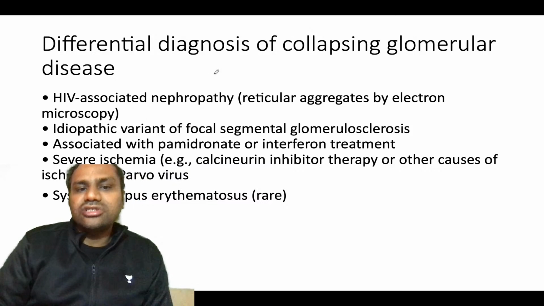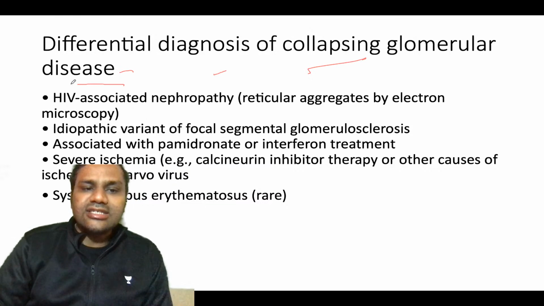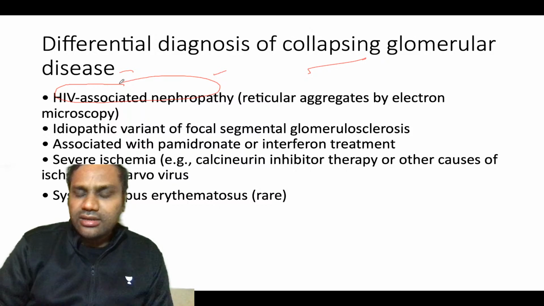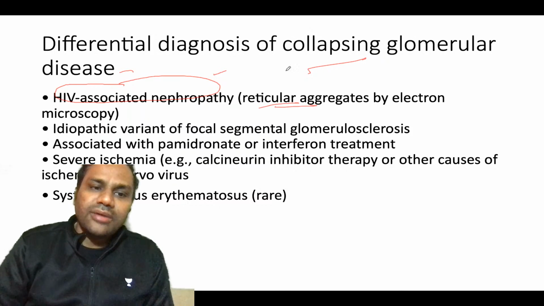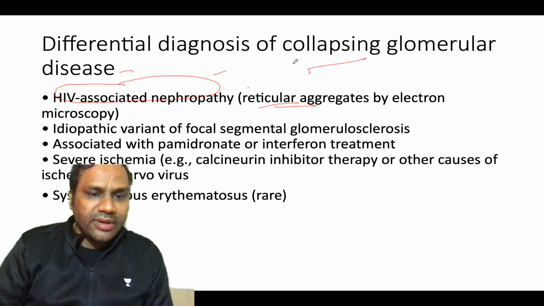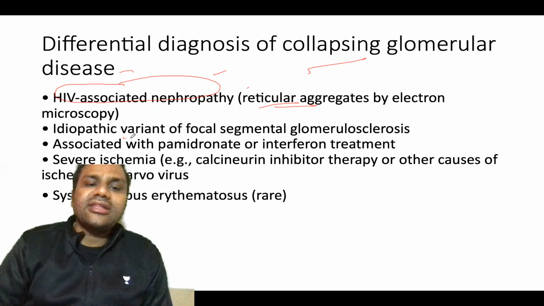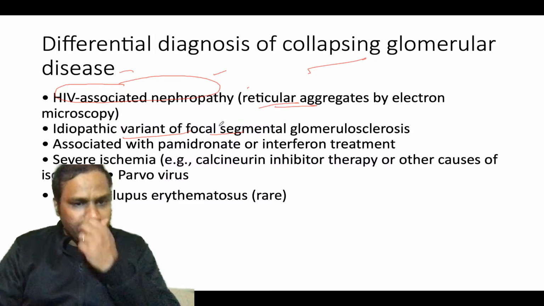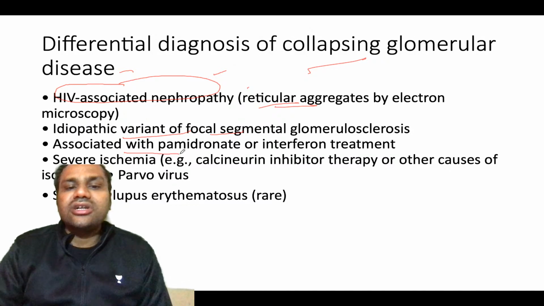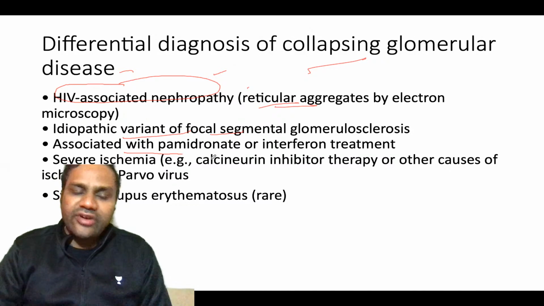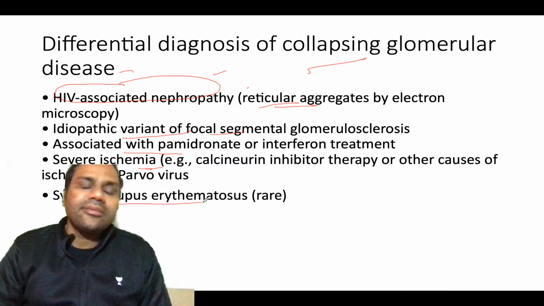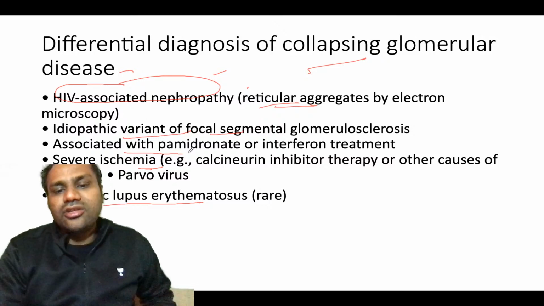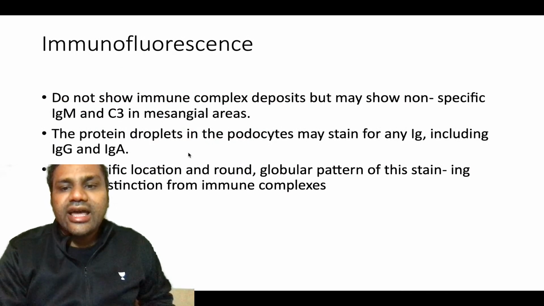So the differential diagnosis of collapsing glomerulopathy, one is HIV associated nephropathy, that is very important. You can also see reticular aggregates in collapsing glomerulopathy, HIV associated glomerulopathy. Then you have the idiopathic variant of focal segmental glomerulosclerosis, associated with pamidronate or interferon treatment, and it is associated with severe ischemia also, and it can be associated with systemic lupus erythematosus. So these are some of the differential diagnoses.